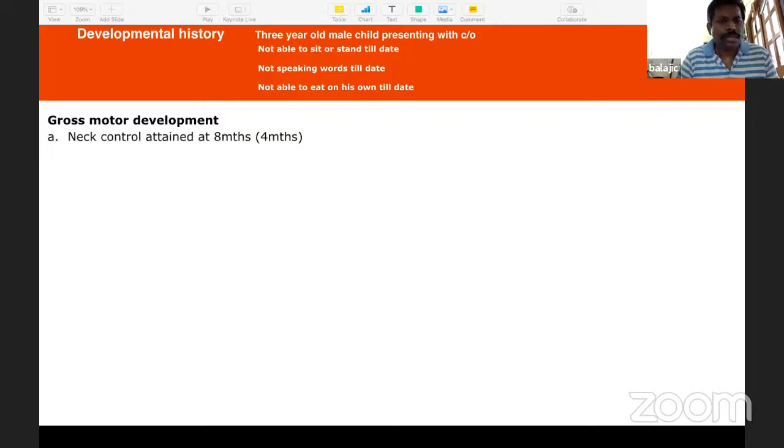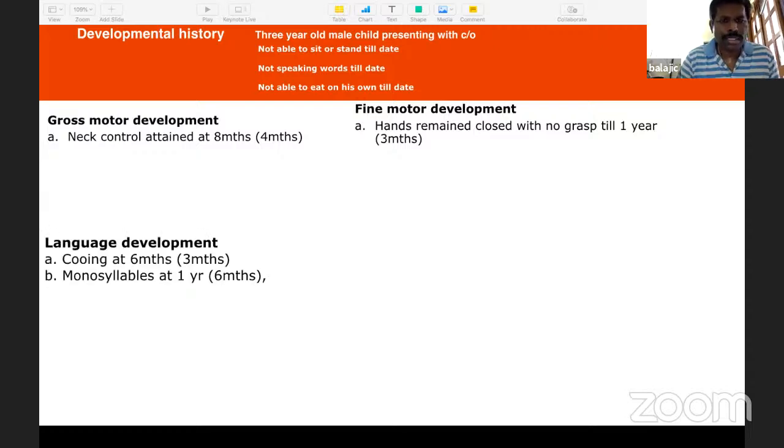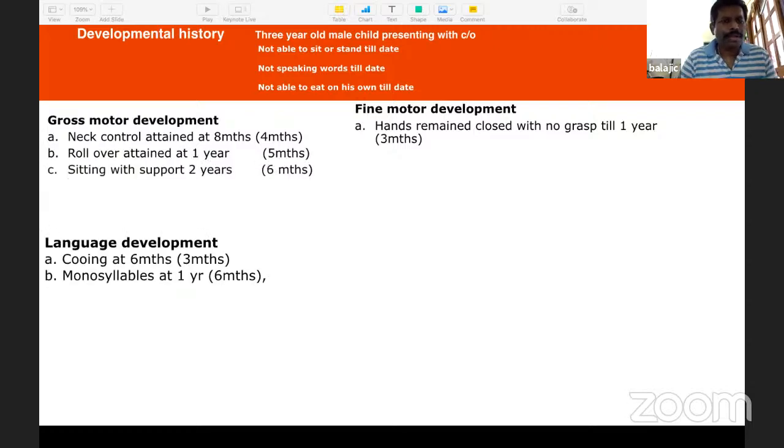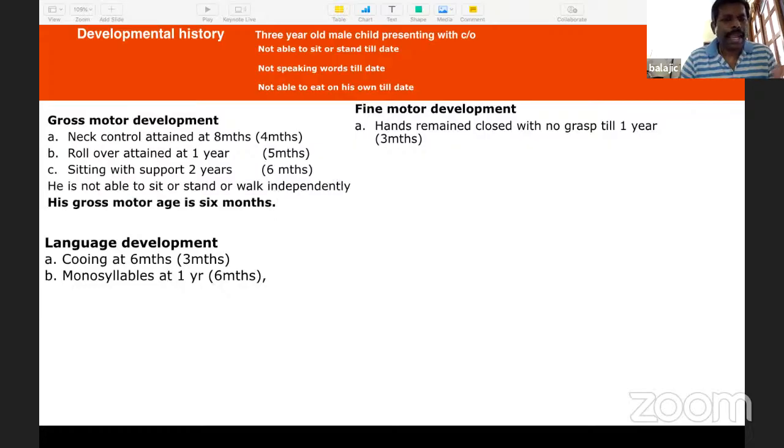So you have to elaborate the gross motor, the fine motor, and the language. And you have to say it like this: neck control attained at 8 months instead of 4 months. Rollover attained at 1 year instead of 5 months. Sitting with support at 2 years instead of 6 months. And at present, at 3 years, he is not able to sit or stand or walk independently. His gross motor age is 6 months. So you have to identify his gross motor age.